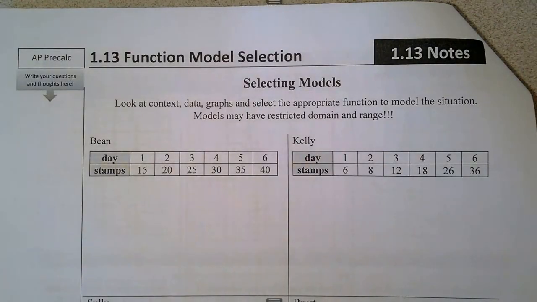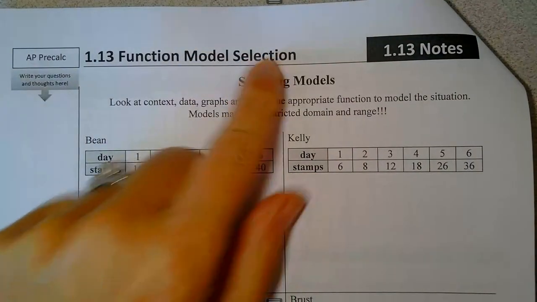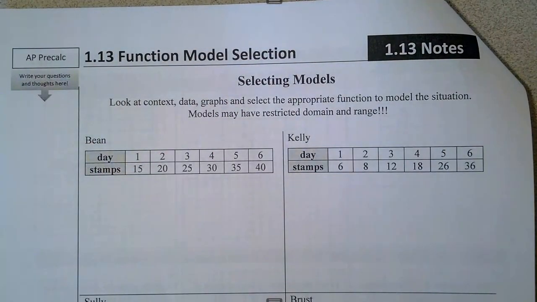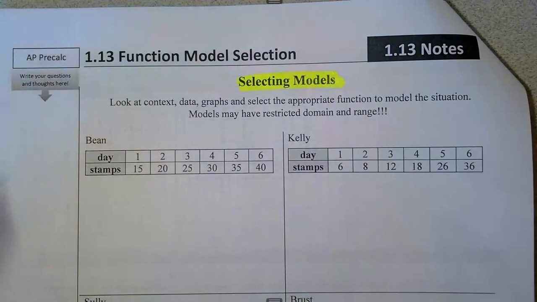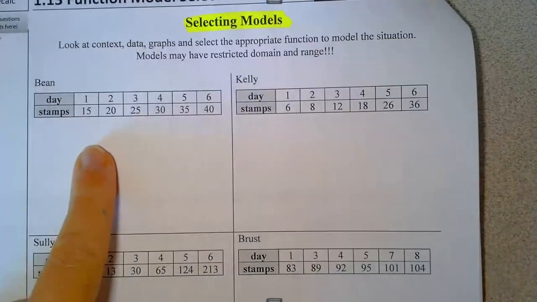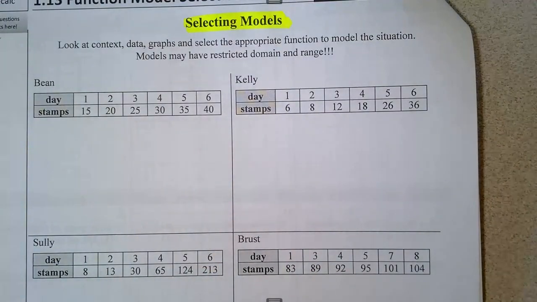Okay, so function model selection. In this lesson, they're going to give you a bunch of different things, and they're going to say pick a model. Select a model. So can you look at number 1, Bean, and look at the context and select an appropriate function to model the situation?